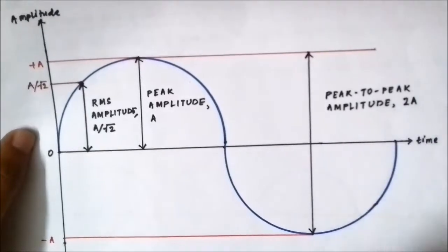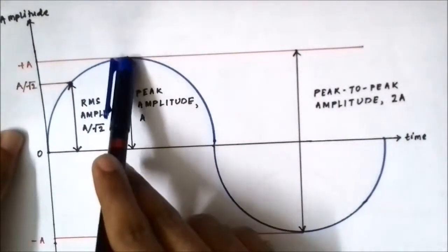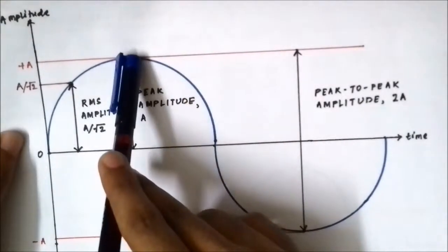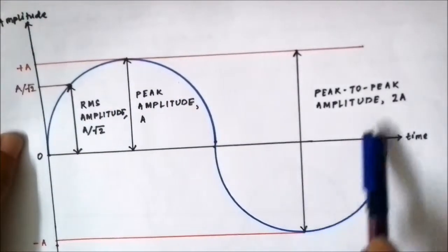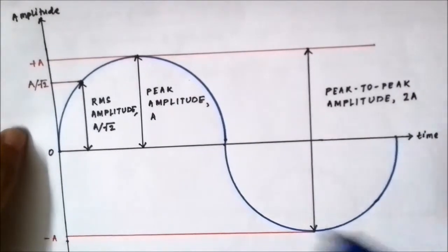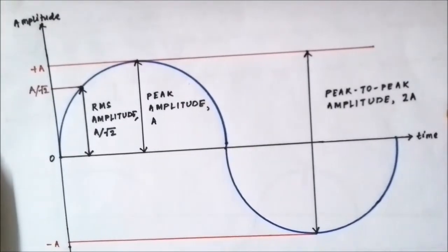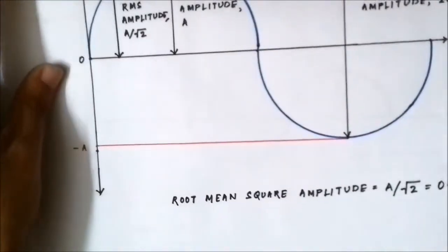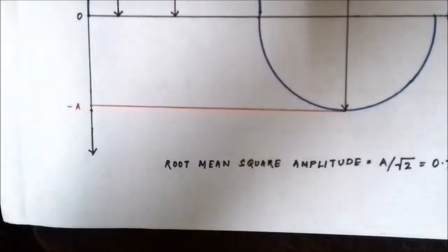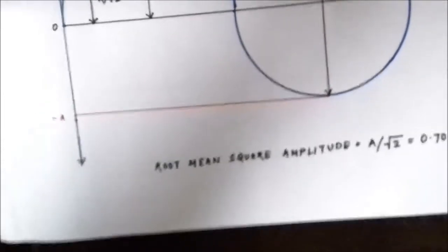Then peak to peak amplitude is another way of measuring. It is measured from the positive peak to the negative peak, from the crest of the signal to the trough. Its value will be 2A, twice the peak amplitude. Then we have the root mean square amplitude, or RMS amplitude, which is given by peak amplitude divided by root 2, or 0.707A. That is the root mean square amplitude.